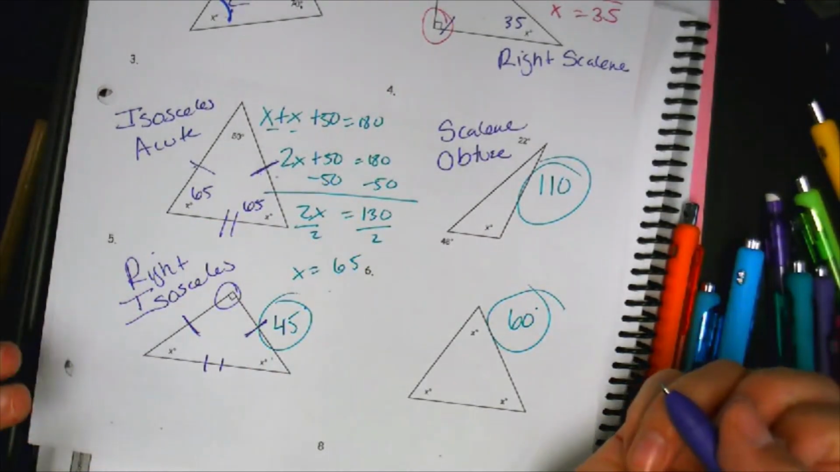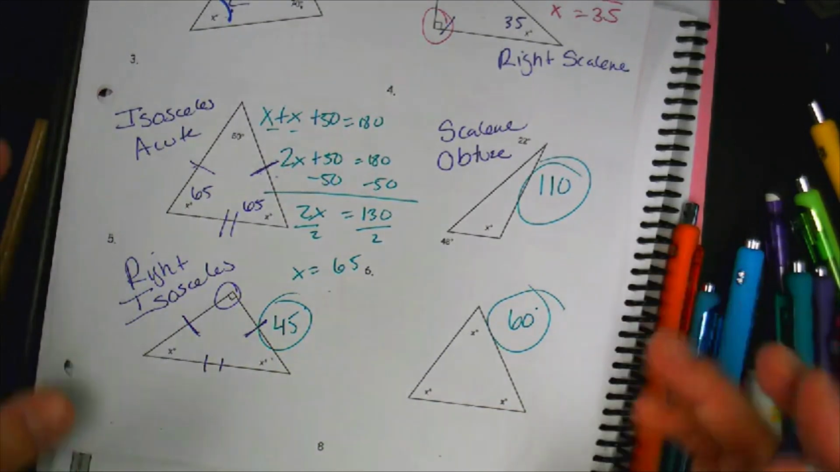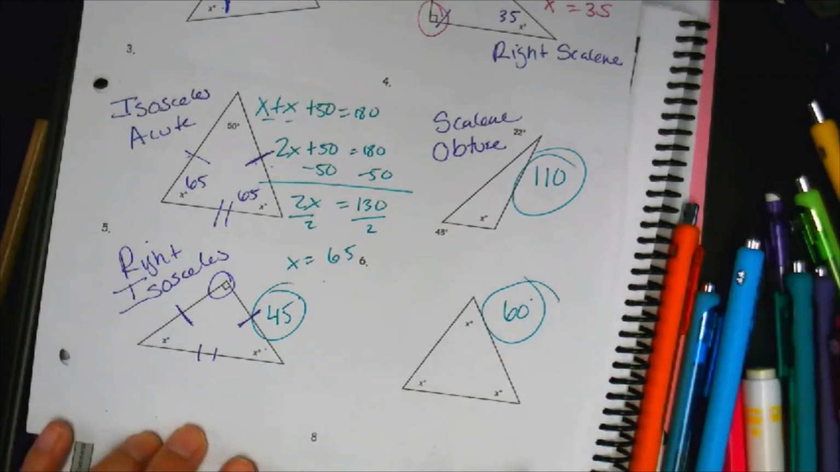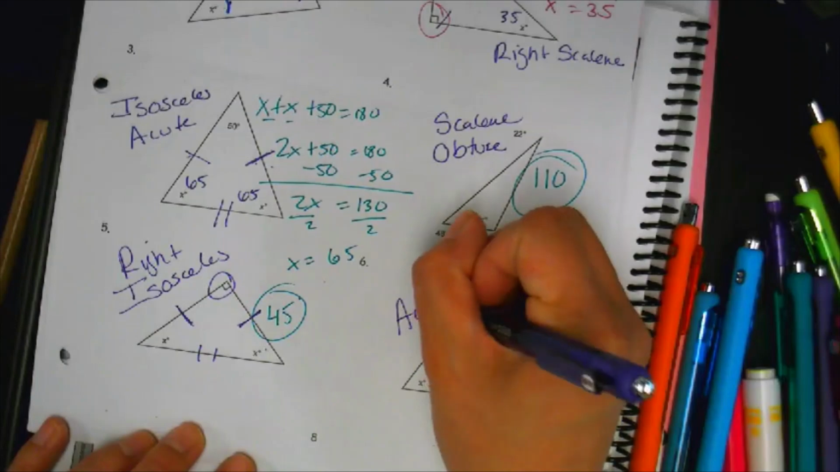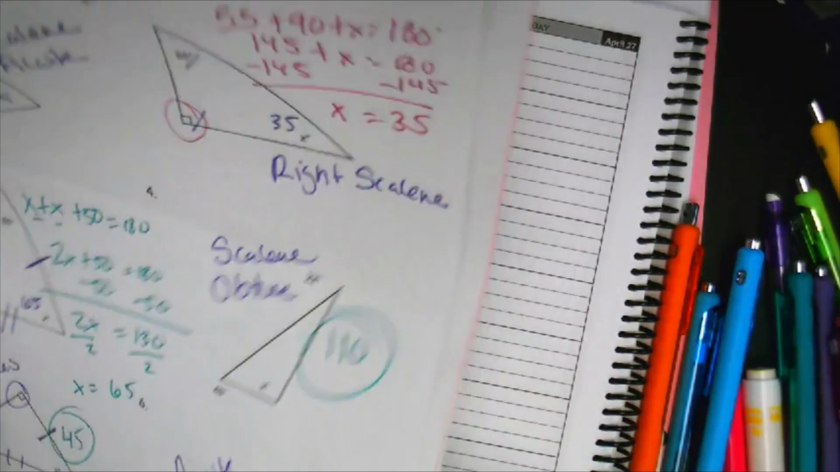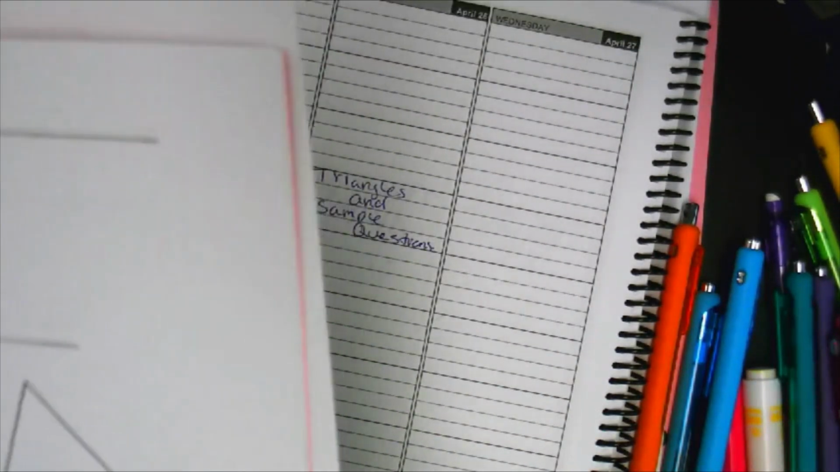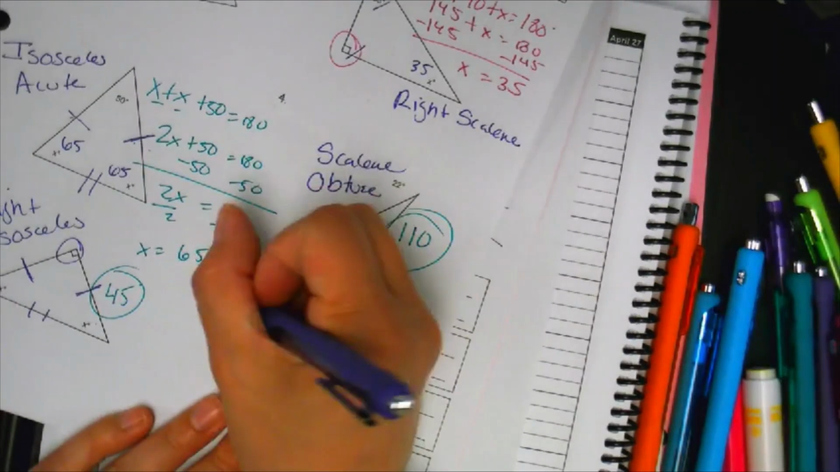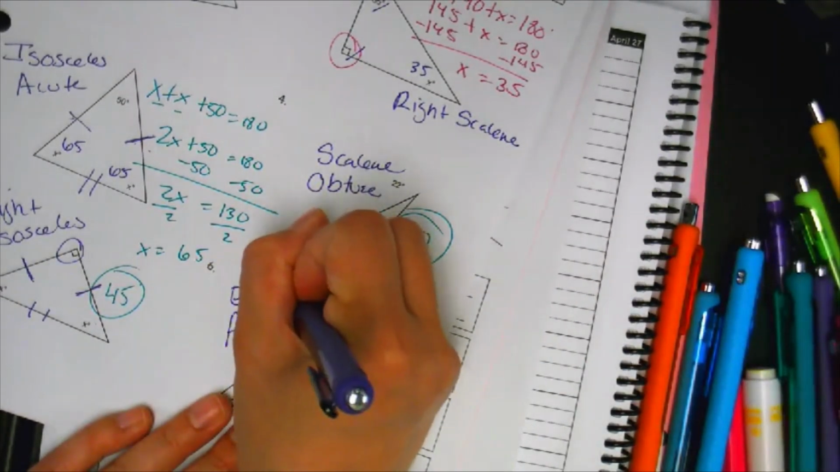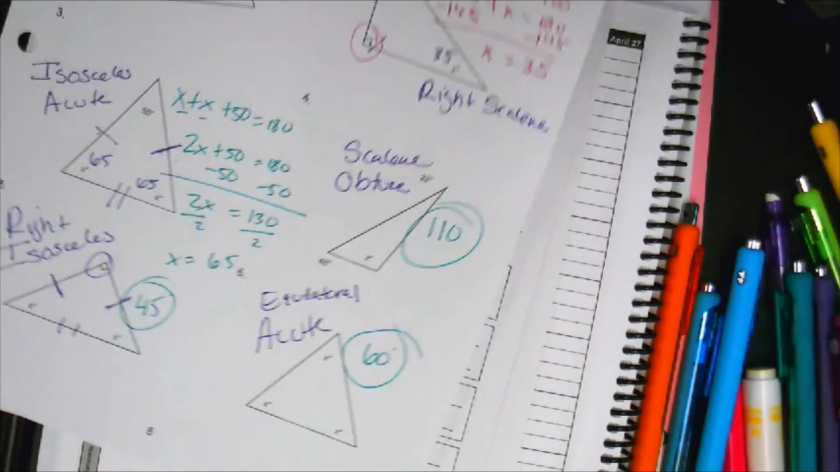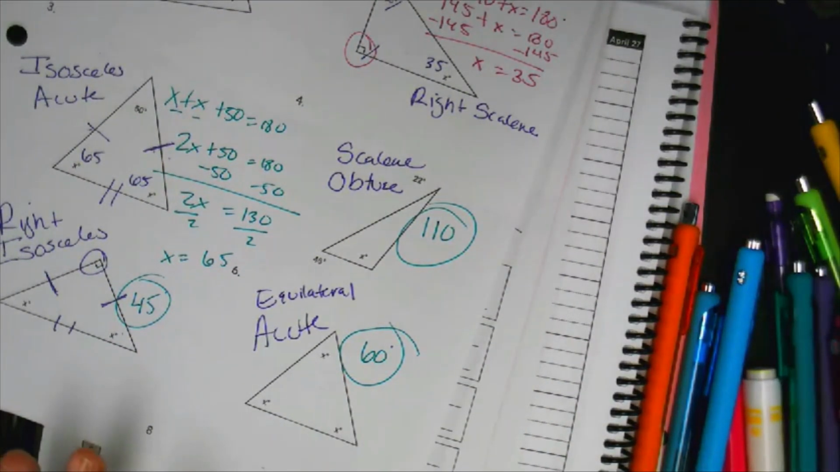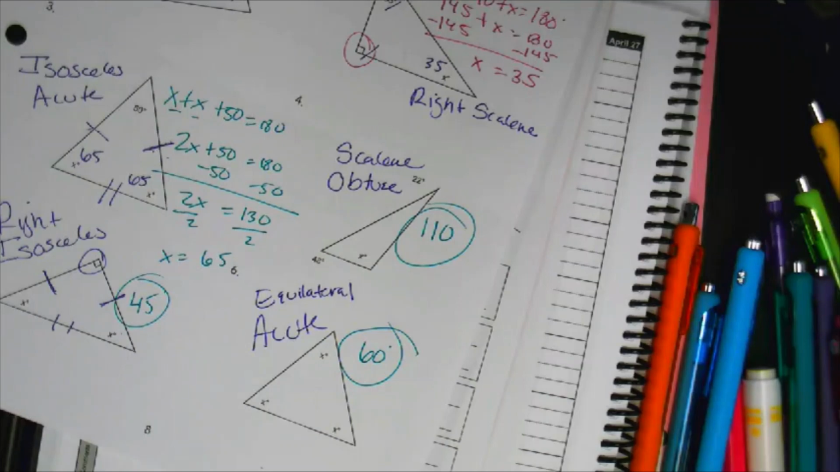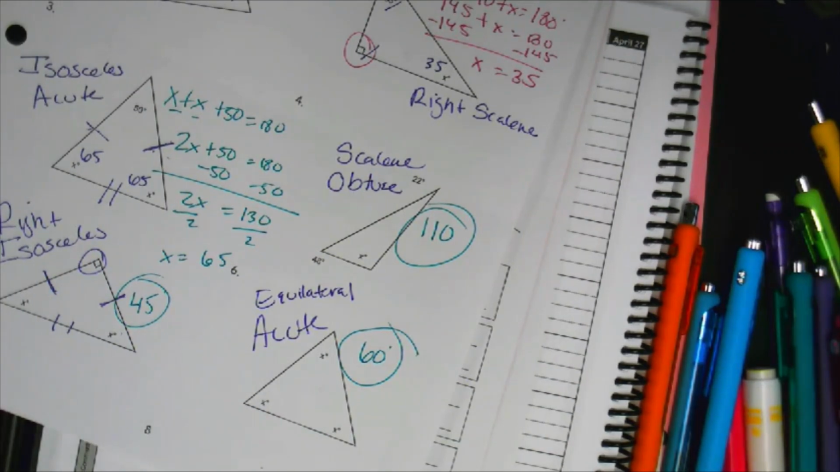Okay, number 6, my favorite. What do we call it? Acute equilateral. Equilateral, there's only one choice, acute. For a right, you can have a right isosceles or right scalene. Scalene, everything's possible. But for equilateral, there's only one choice, acute. They're always together.